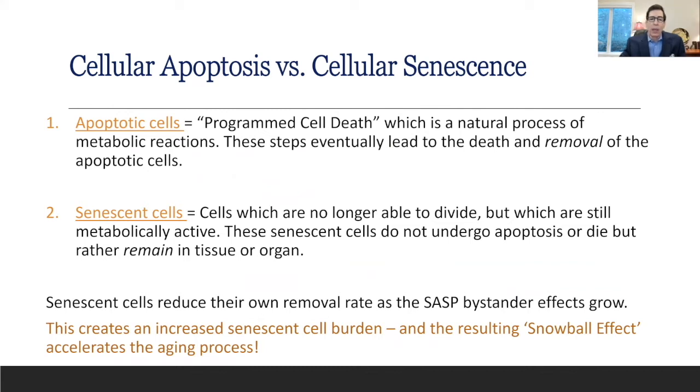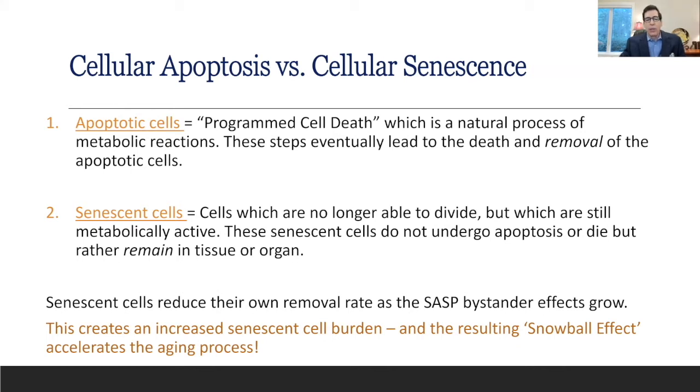Apoptotic cells, as we know, undergo programmed cell death, which is a natural process, and it eventually leads to the death and removal of the cells. However, senescent cells, in contrast, while they're no longer able to divide, are still metabolically active. So they do not undergo apoptosis, they do not die, and they remain in the tissue and organ.